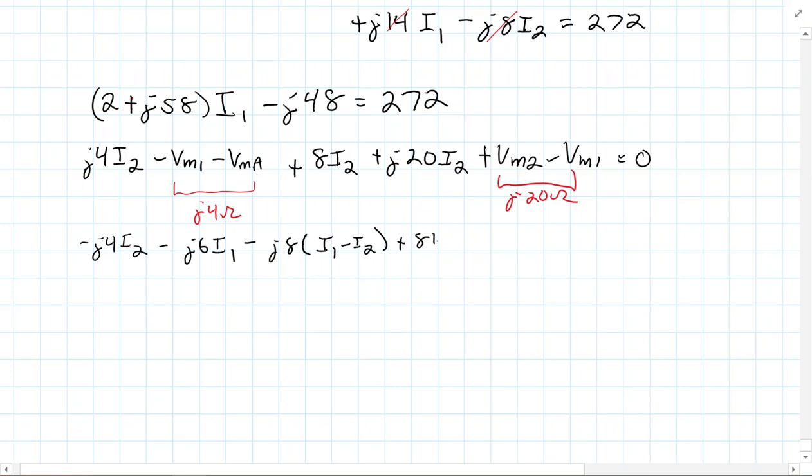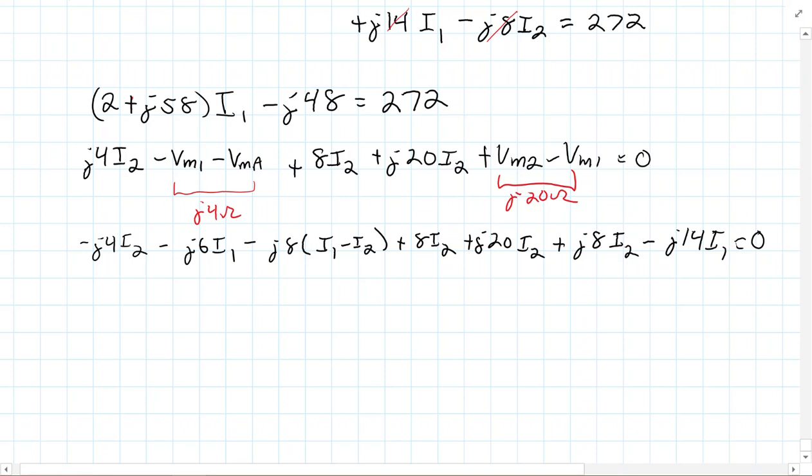plus 8 I2 plus j20 I2 plus, okay, so then this is the j20 coupling, and VM2, that would be j8 I2, and then minus, it's between the j20 and the j10, so that would be minus j14 I1 equals 0.